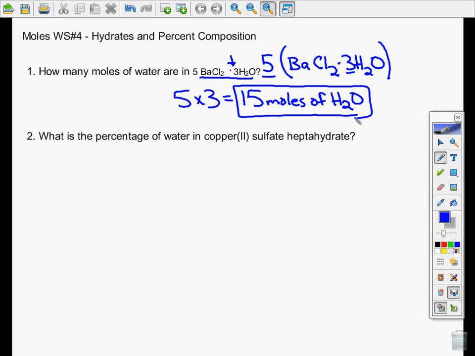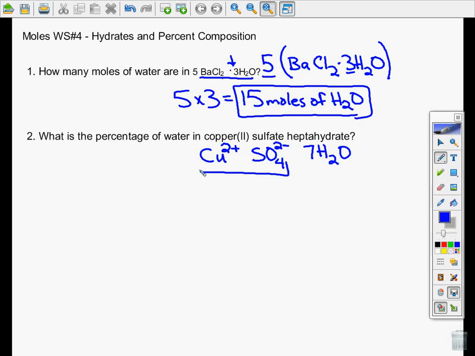It says, what's the percentage of water in copper 2 sulfate heptahydrate? So you have to figure out what you have first. With the copper, a transition metal, the Roman numeral tells me it is a +2 charge. I then have sulfate. Sulfates are SO4 2-, polyatomic ions, and heptahydrate, hydrates are H2O, and hepta means I have 7. So I'm going to write this formula.